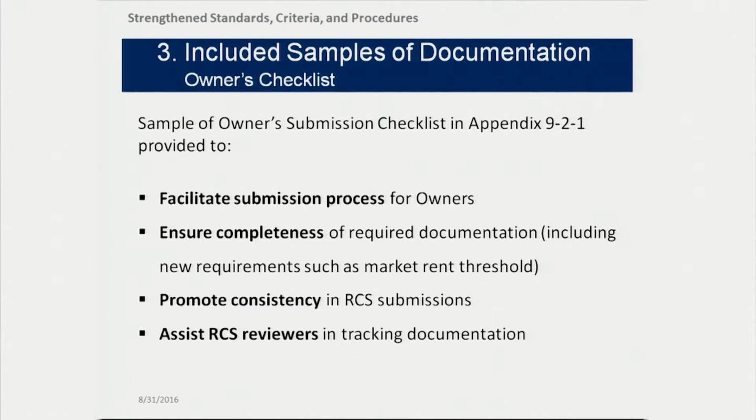One of the sample documents included under Appendix 9.2.1 is the owner's checklist. This is a voluntary checklist that is a new addition to the guidance to make it easier for the owner to ensure that the RCS package is complete prior to submission. The checklist provides a complete list of items required for an acceptable submission.